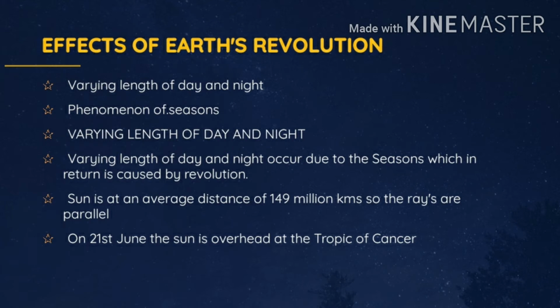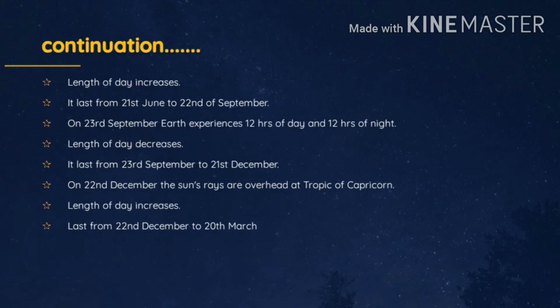At this time, the length of the day increases with increase in latitude. So as we go from the equator towards the north polar region, we see that the length of the day increases continuously. And from the north of the Arctic Circle onward, we see that there is 24 hours of daylight. That is because basically the North Pole is tilted towards the sun, and this phase lasts from 21st June to 22nd September.